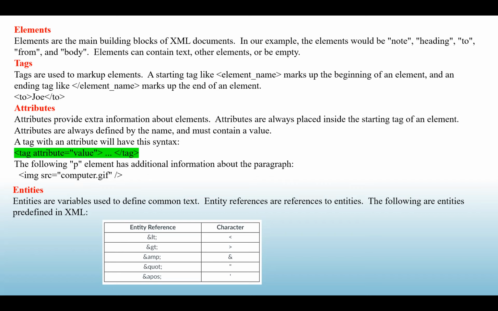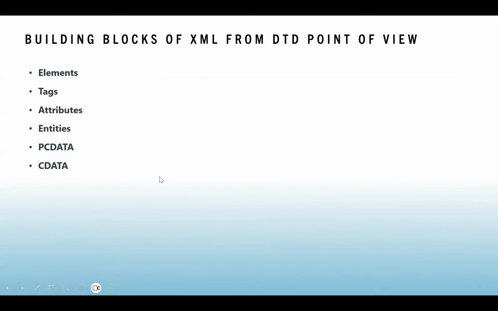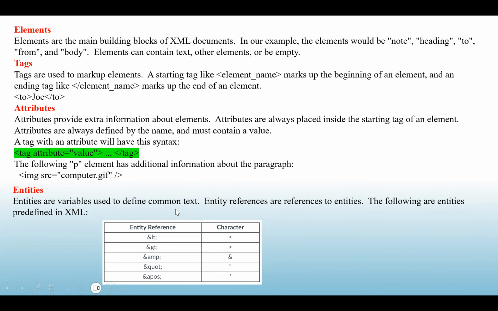Tags are written inside the angle brackets, right? So tags are used to mark up elements. It starts with a left angle bracket and ends with a right angle bracket. Attributes: inside the tag, you can give value to an attribute by using the syntax that you see highlighted in green. Now, entities are variables. Entities are variables used to define common text. Entity references are references to entities. Now generally, entities are used if you do not want to use it as text.